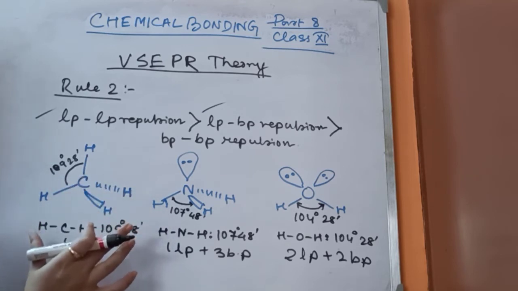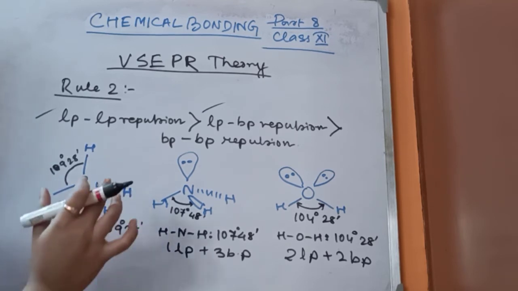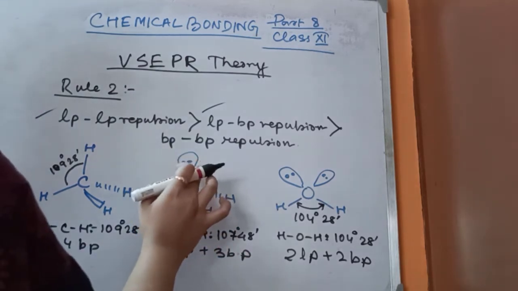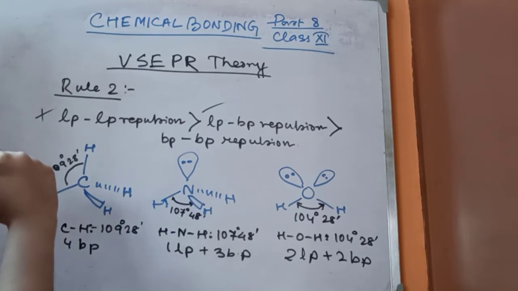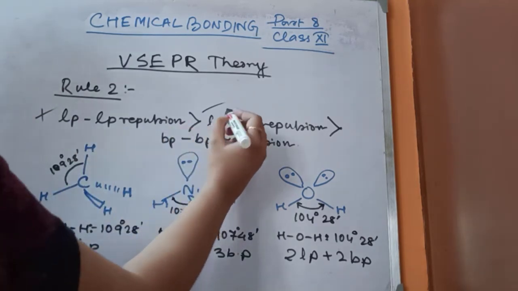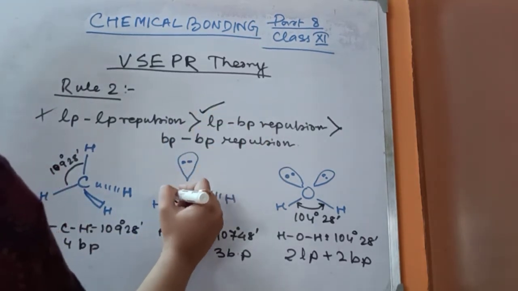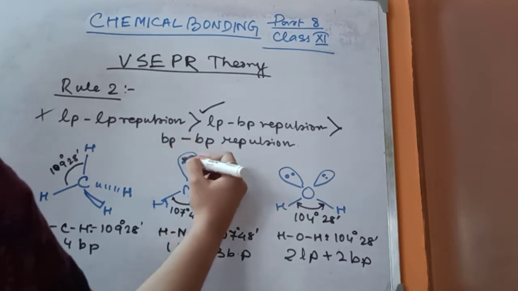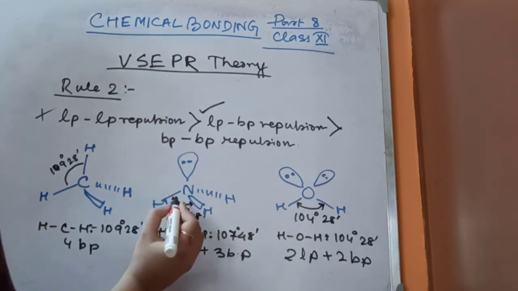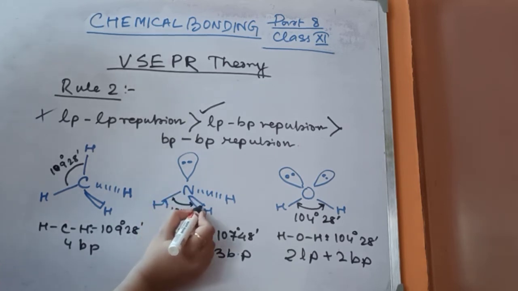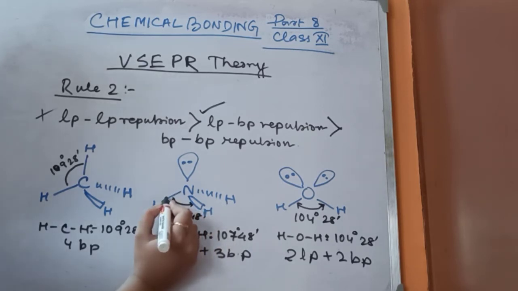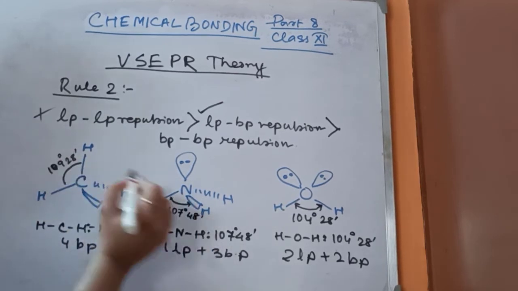And we have the ideal bond angle here. In case of ammonia, there is only 1 lone pair, so there is no question of lone pair repulsion. But there is lone pair bond pair repulsion and bond pair repulsion. Bond pair repulsion means repulsion between the two bonds, means this bond is formed by 2 electrons, this bond is also formed by 2 electrons. Repulsion between these two bond pairs.